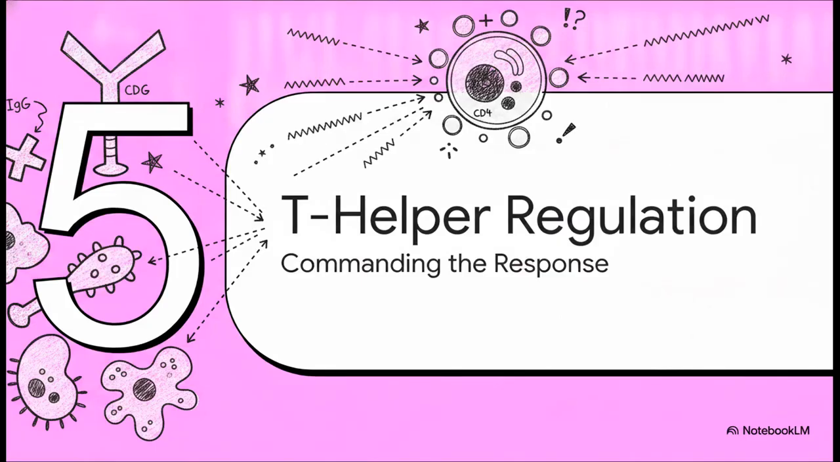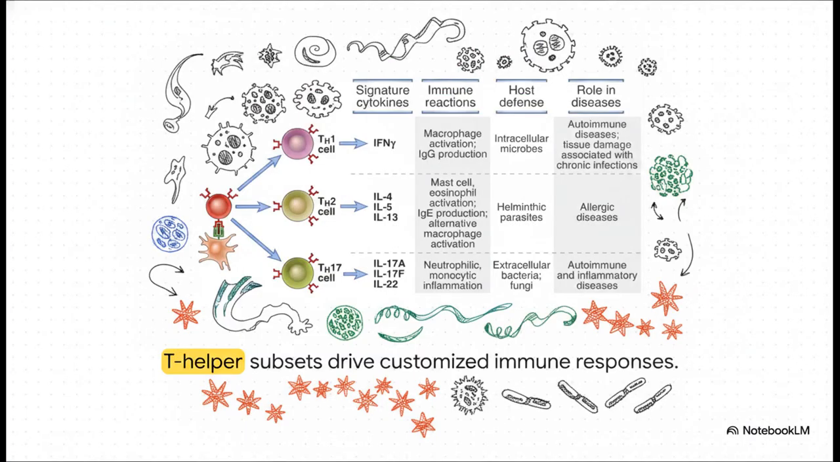Now, to coordinate all these different weapons, we definitely need Section 5, T helper subsets and regulation. Based on the specific chemical signals they receive from the dendritic cell, a naive CD4 plus T helper cell will differentiate down a very specific path to handle a very specific threat.